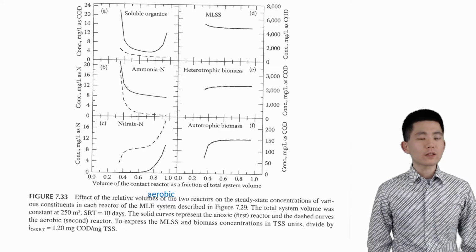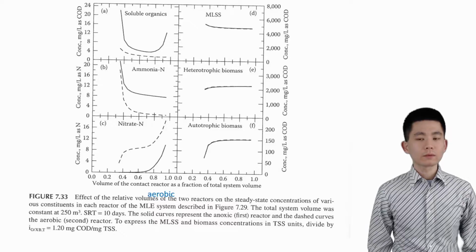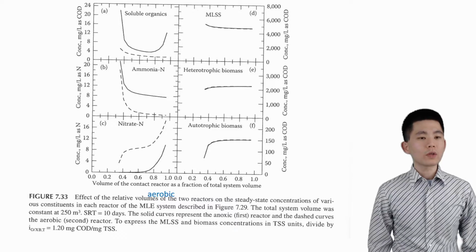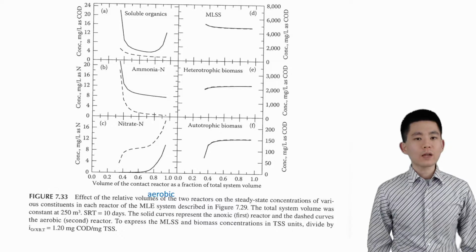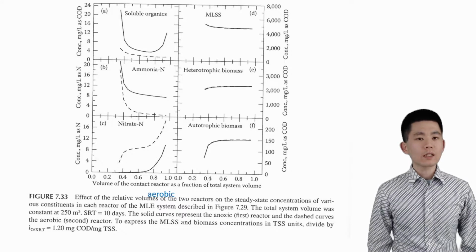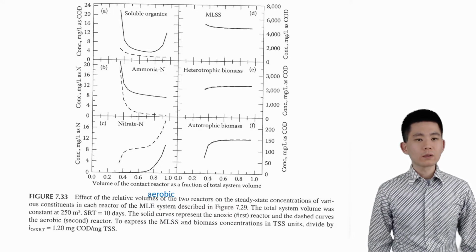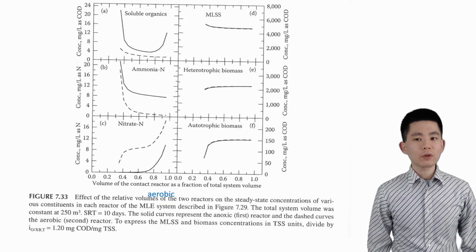What about the effect of volume ratio between the anoxic zone and the aerobic zone? The volume ratio is also the SRT ratio of these two zones. If the anoxic zone is too large, there's not enough SRT for nitrification, and eventually not even enough for aerobic degradation of organic carbon. But if the anoxic zone is too small, there's not enough denitrification, and the effluent nitrate concentration will be high.